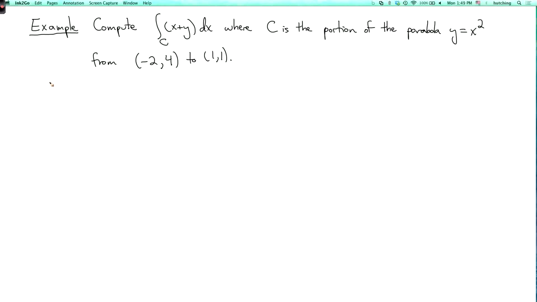So we're now going to do an example of integration with respect to x. And our example is to compute the integral over C of x plus y dx, where C is the portion of the parabola y equals x squared from the point (-2, 4) to the point (1, 1). So let's just draw that in the corner over here.